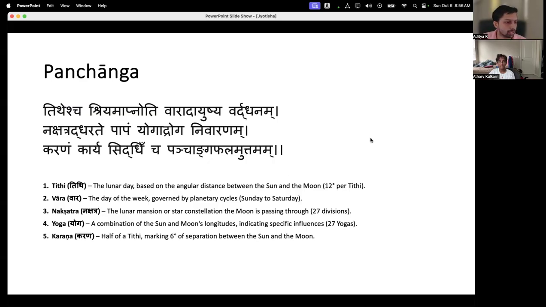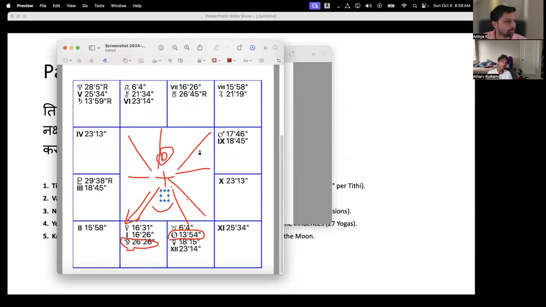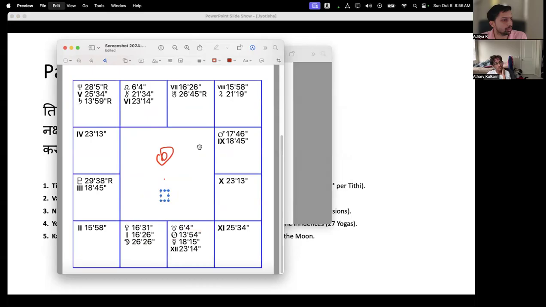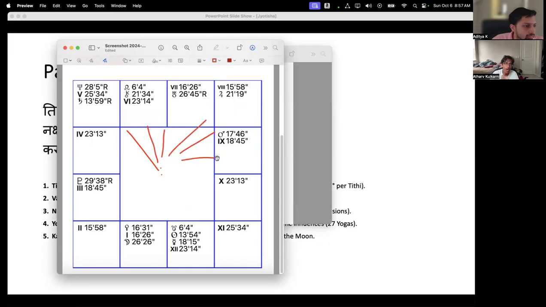Nakshatra is basically, if you take our pizza that I had shown, okay, again going back to this. Instead of dividing the sky into 12 parts, if I divide it into 27 parts, each one will be a half like this.